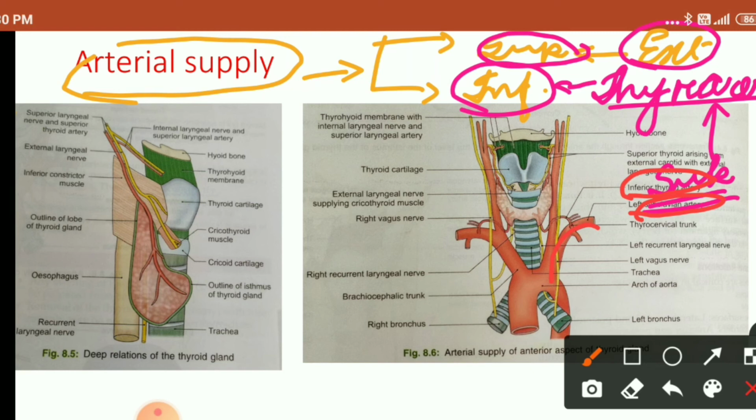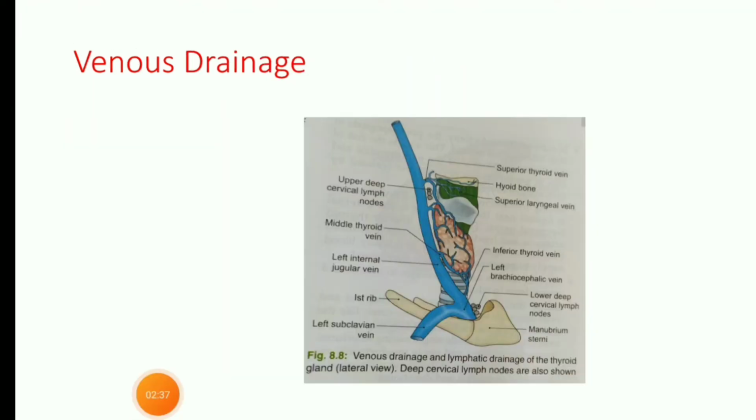You see here that this is the superior thyroid artery. As I already said in my previous slide, it is related to the apex of each lobe. This superior thyroid artery arises from the external carotid artery. This is the common carotid artery, this is the external carotid artery, and from this external carotid artery we have the superior thyroid artery.